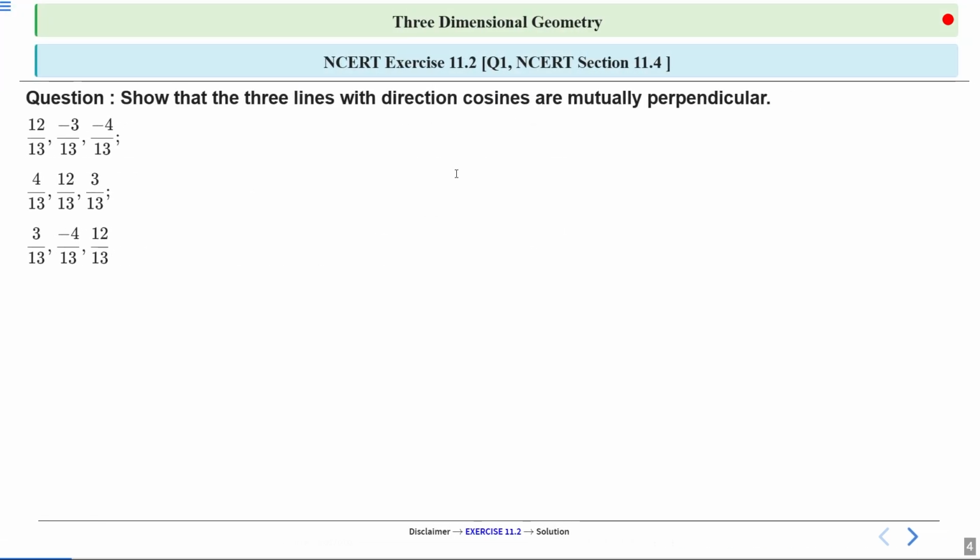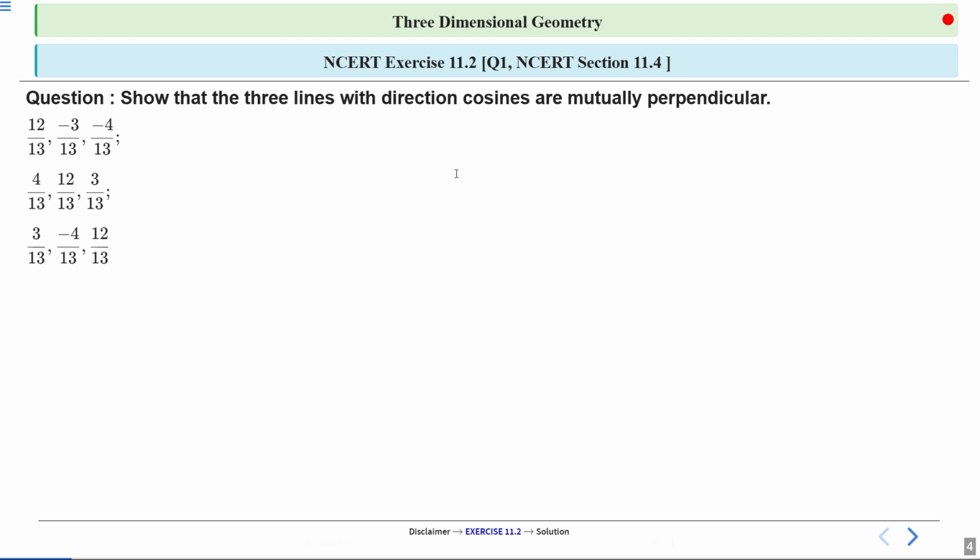In this question, we are given the direction cosines of three different lines. They are mutually perpendicular. The direction cosines of the three different lines are 12 divided by 13, comma, minus 3 divided by 13, comma, minus 4 divided by 13. So these are the direction cosines of the first line.